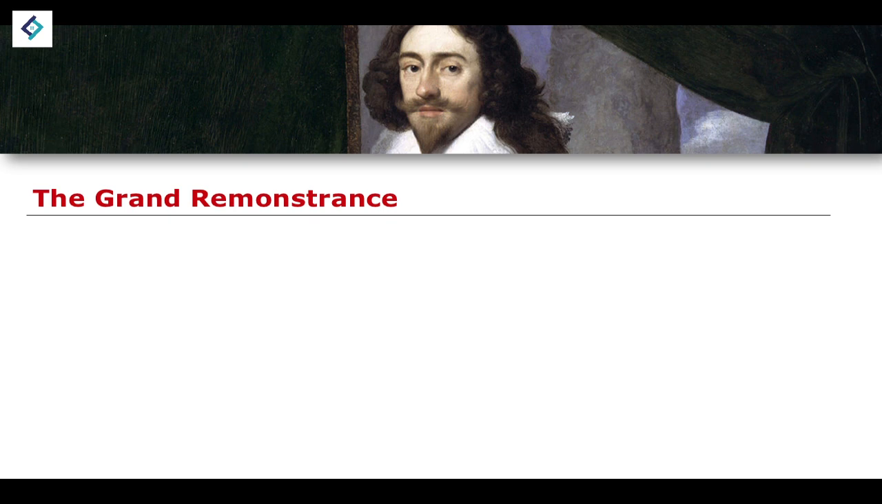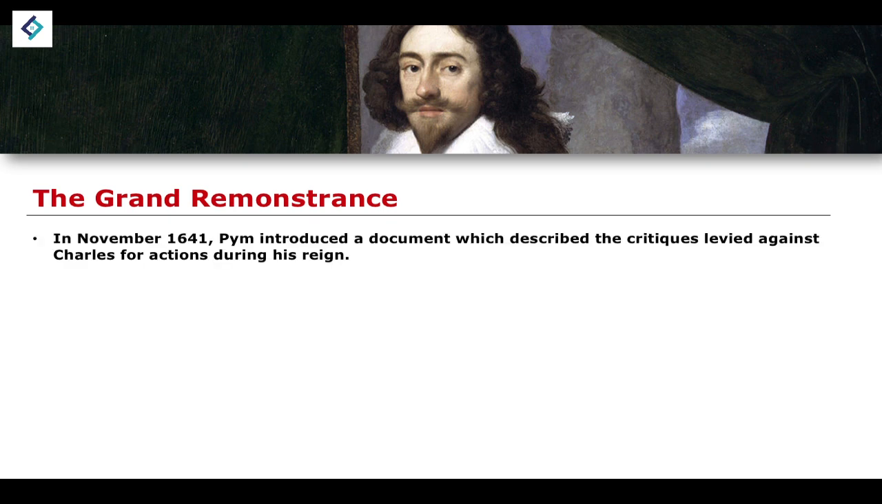All of these things culminate in the Grand Remonstrance. The Grand Remonstrance takes place in November of 1641. Essentially, it is a document introduced by Pym, which describes all of the critiques levied against Charles and his actions during his reign. Pym spent a lot of his time meticulously documenting all of the grievances and problems with Charles's reign, such that when we get to the point of introducing the Grand Remonstrance, we have quite a detailed understanding of all of the critiques levied against Charles.